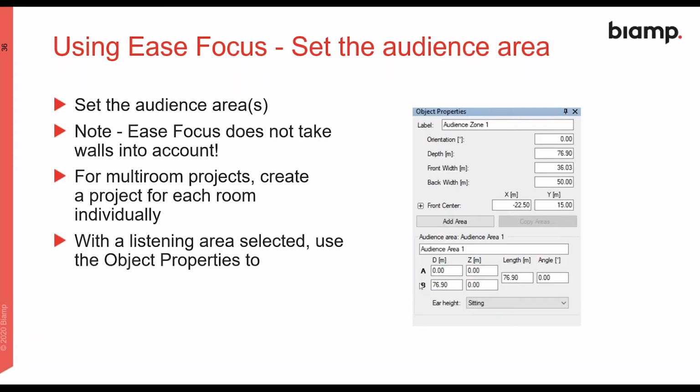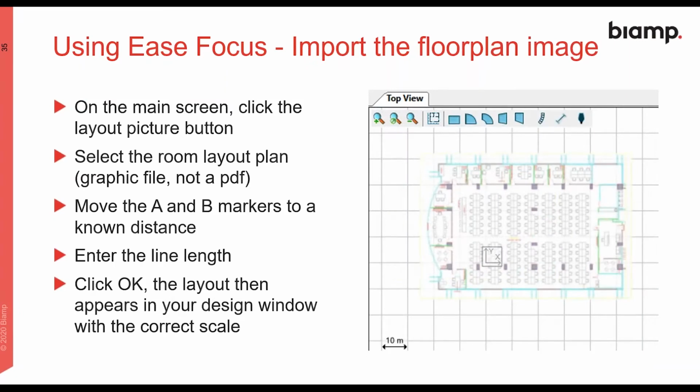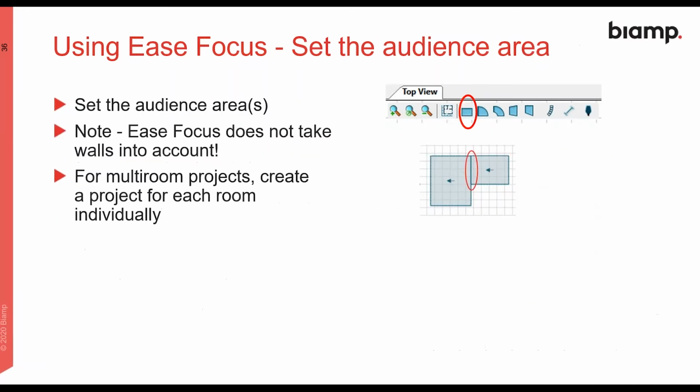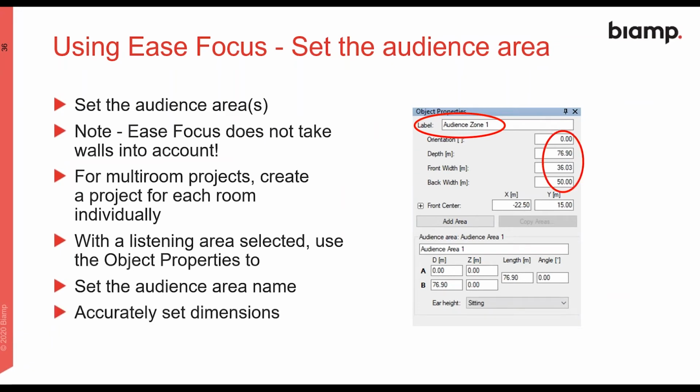Okay, so once you've put in your listening area, for example, if I backtrack to this one, what I would normally do is make a listening area which covers this whole space with one listening area where all of these tables are for the cafeteria, for example. And then once I've done that, I can use the object properties to set the audience name. So I could say main cafeteria, for example, and accurately set the dimensions. So if I didn't have the dimensions already worked out, then I could put them in here. And this is where I can set the ear height. So in this cafeteria, they're predominantly sitting.